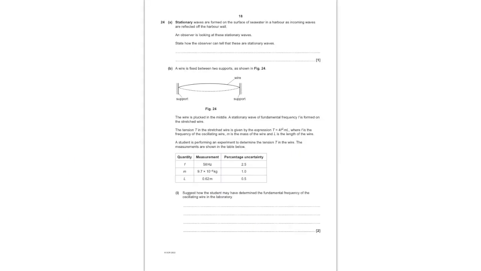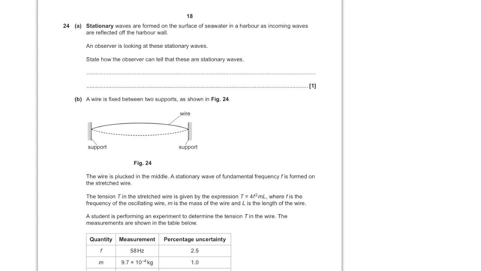Okay, so for question number 24, which is all about waves, it says that stationary waves are formed on the surface of seawater in a harbour as incoming waves are reflected off the harbour wall. An observer is looking at these stationary waves. State how the observer can tell that these are stationary waves. One of the most fundamental properties about stationary waves is that they form nodes and antinodes. So nodes are of no displacement and antinodes are of maximum displacement. So that's what I'm going to write down over here. So the observer can see that.